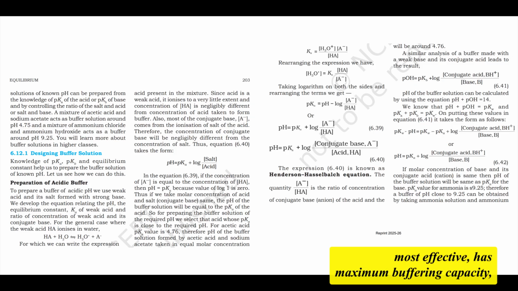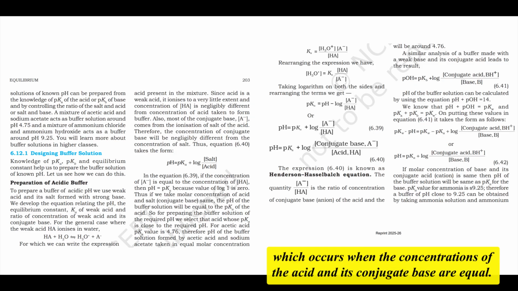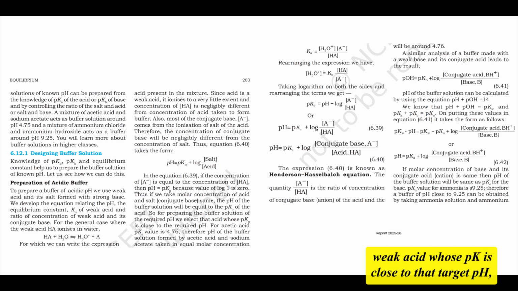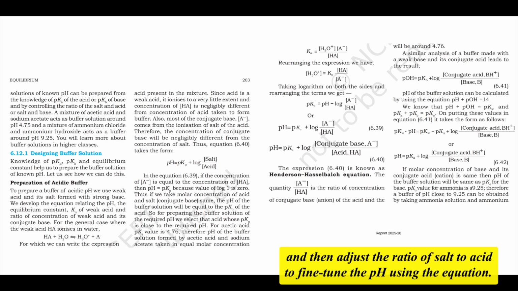This means a buffer is most effective, has maximum buffering capacity, when the pH is equal to the pKa of the weak acid, which occurs when the concentrations of the acid and its conjugate base are equal. To prepare a buffer of a desired pH, you should choose a weak acid whose pKa is close to that target pH, and then adjust the ratio of salt to acid to fine-tune the pH using the equation.